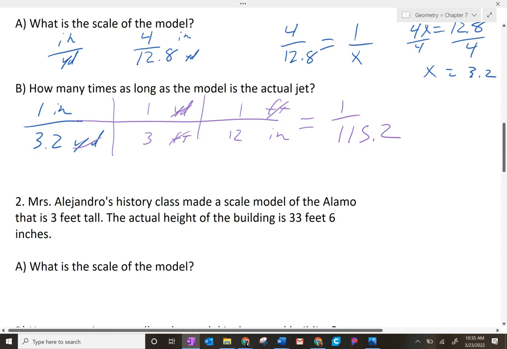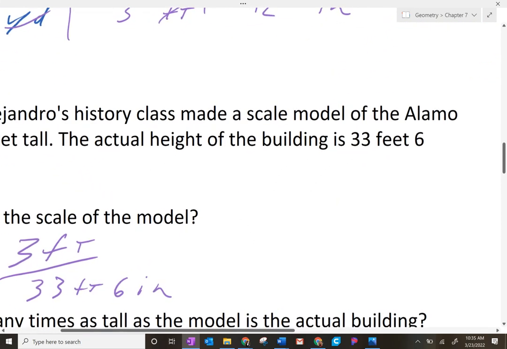Here, I'm going to show both ways. Okay, tell you what, some of you guys are kind of getting thrown off with the feet and the inches, so I'm going to show you both ways that you can solve this one. A lot of you guys are right there, but it's getting a little goofy. So I can say that it's going to be 3 feet over 33 feet 6 inches. If I do it this way, I'm going to divide everything by 3.